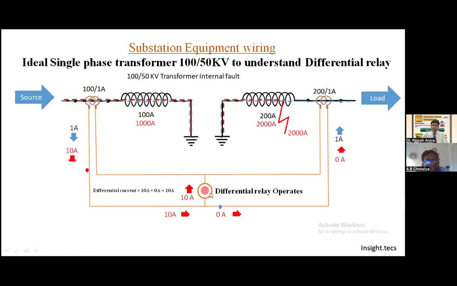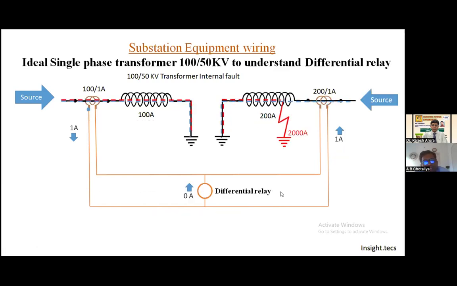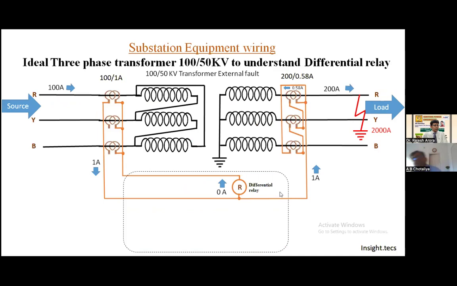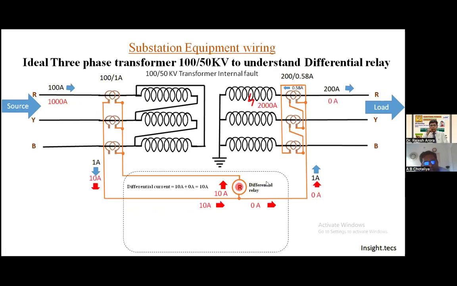This is the single phase transformer. When there is a three phase transformer, the circuit will be like this, and in the same condition it will not operate for an outside fault, but it will operate for a fault inside the transformer, that means between the two CTs of the transformer bay. Okay, so this is how the differential relay operates.